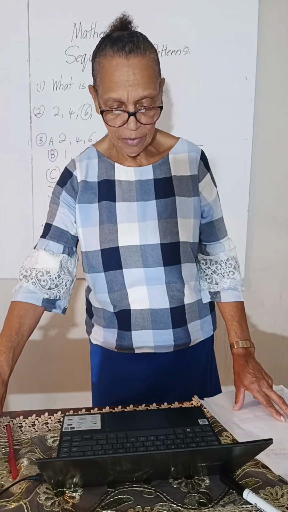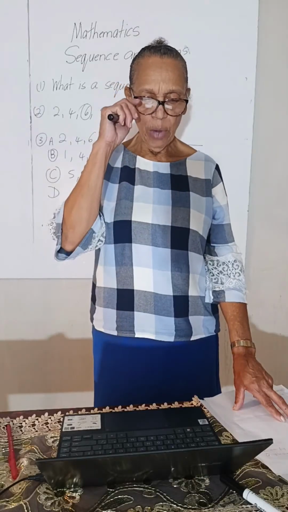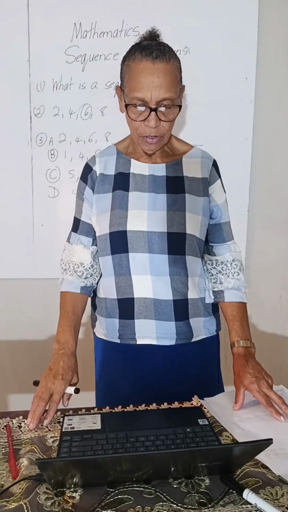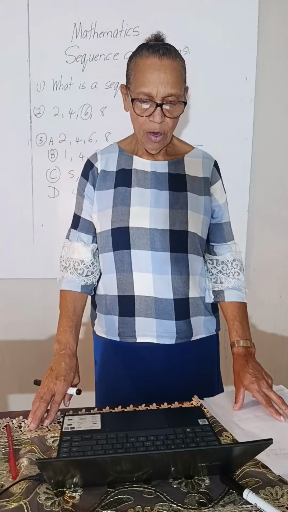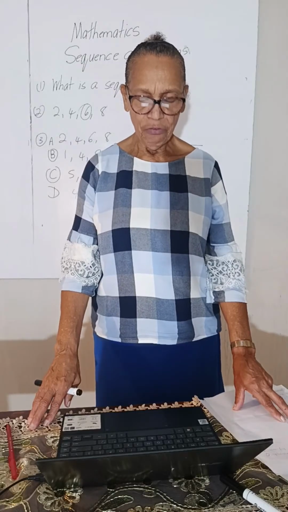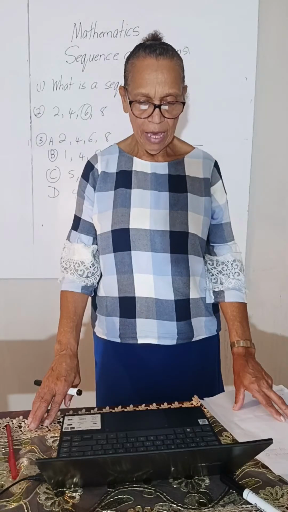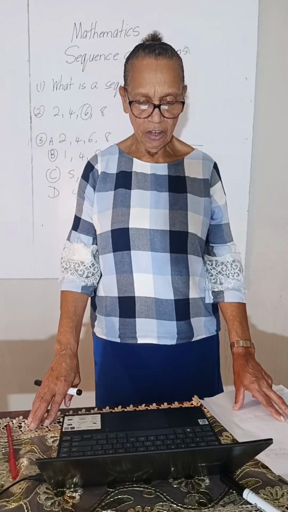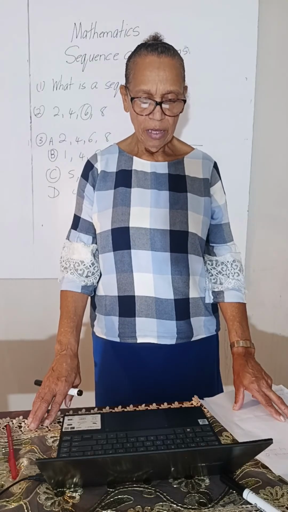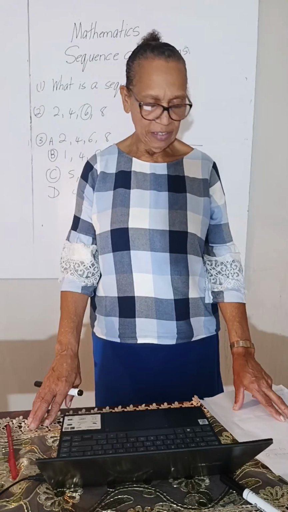Number 8. Which sequence is a repeating pattern? You have 1, 2, 3, 4. That's A. B. 4, 7, 4, 7, 4. C. 10, 20, 30. D. 9, 16, 25. And the answer is B. 4, 7, 4, 7, 4.